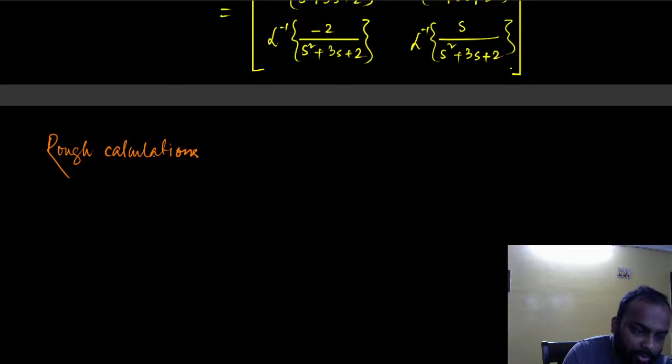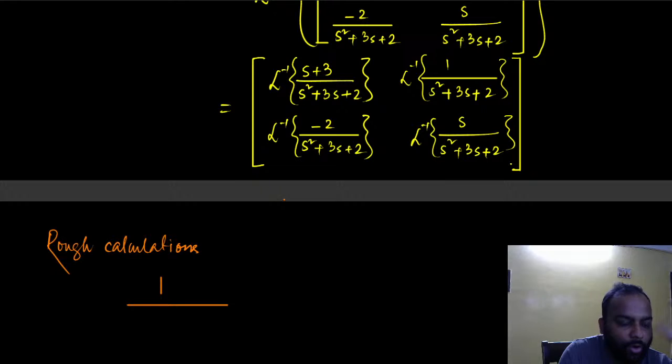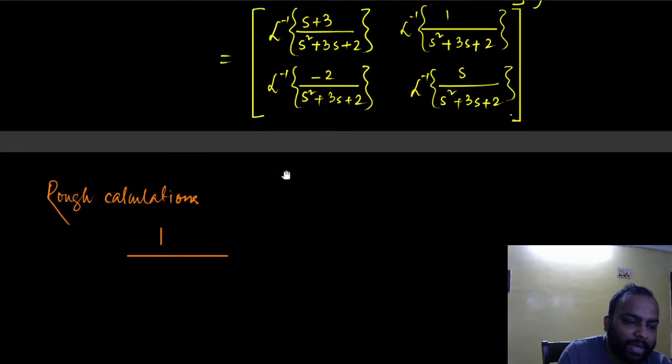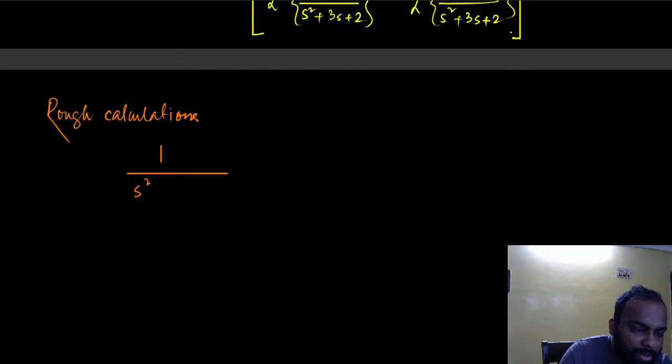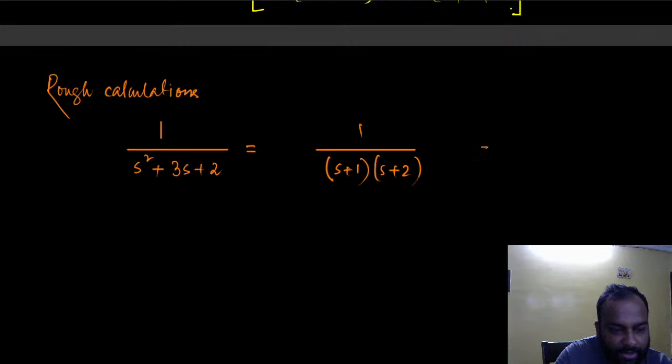Okay, so on the denominator of all of these expressions, we have s square plus 3s plus 2. So 1 by s square plus 3s plus 2 is nothing but 1 by s plus 1 times s plus 2. This can be further expanded using partial fractions. Just use your brain for a moment. You will see that the partial fraction is just 1 by s plus 1 minus 1 by s plus 2. That's a very simple partial fraction.